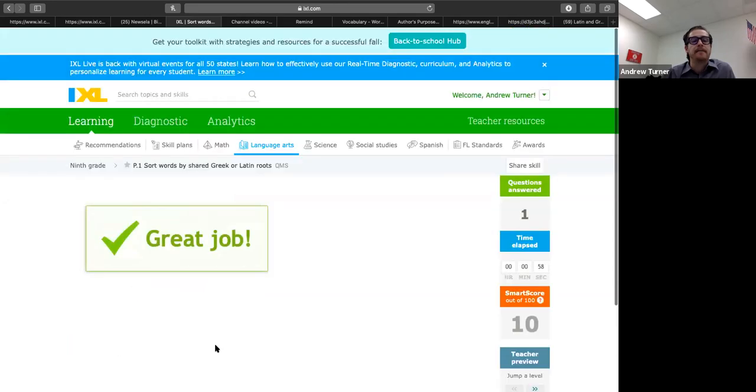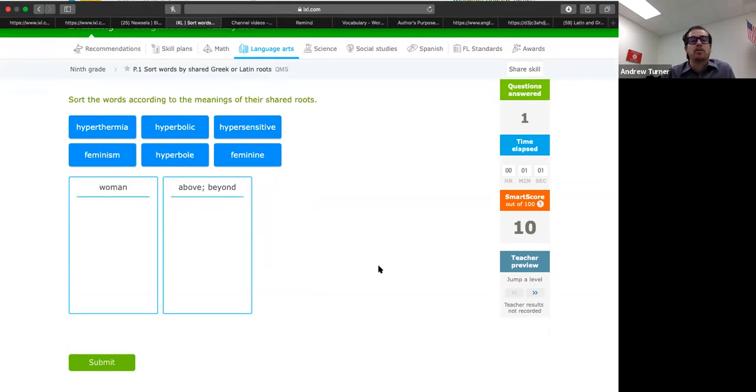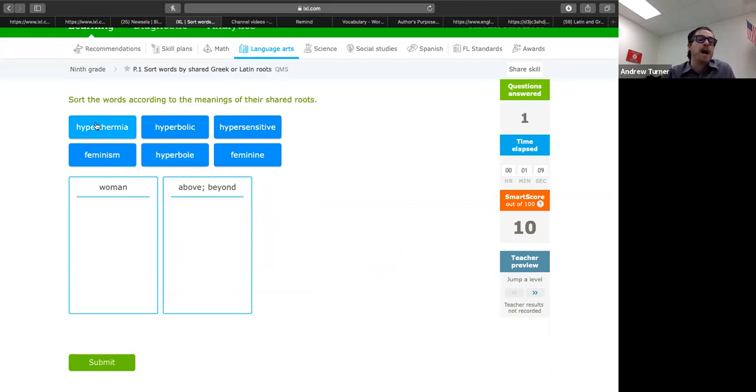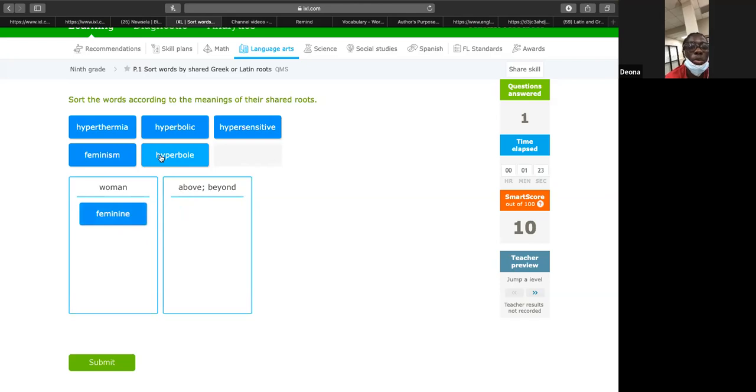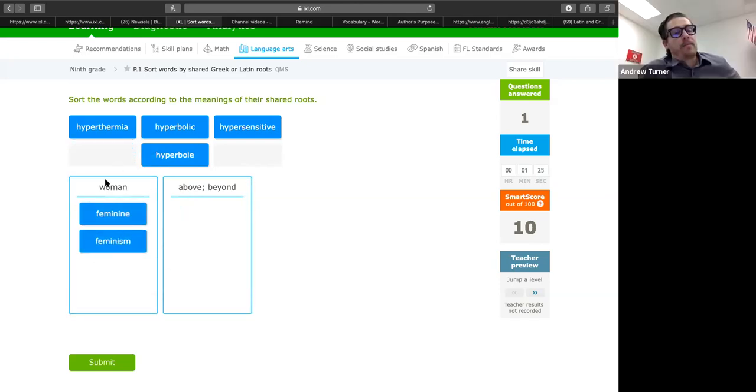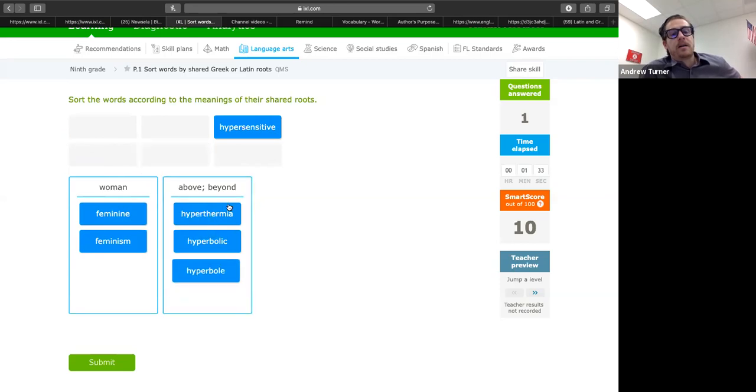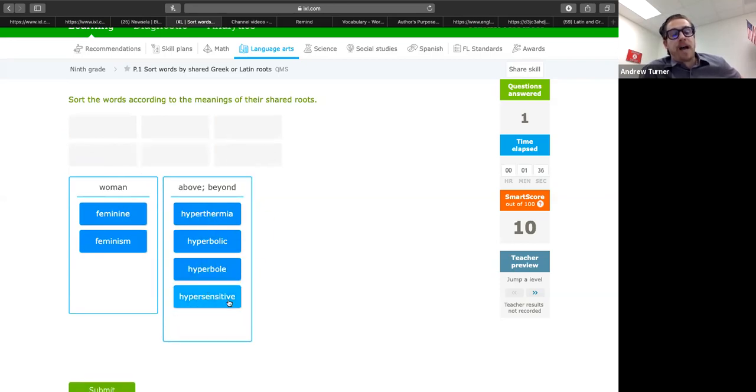Let's see if we've got it. Good job. All right, moving on to the next one. Looking at one that means woman, and then the other one means above and beyond. Hypothermia, hyperbolic, hypersensitive, feminism, hyperbole, and then feminine. Feminine and feminism, a woman. Yeah, so that root is going to mean female, okay, or woman. And then the hyper always means above, like hypersensitive means you're beyond sensitive.